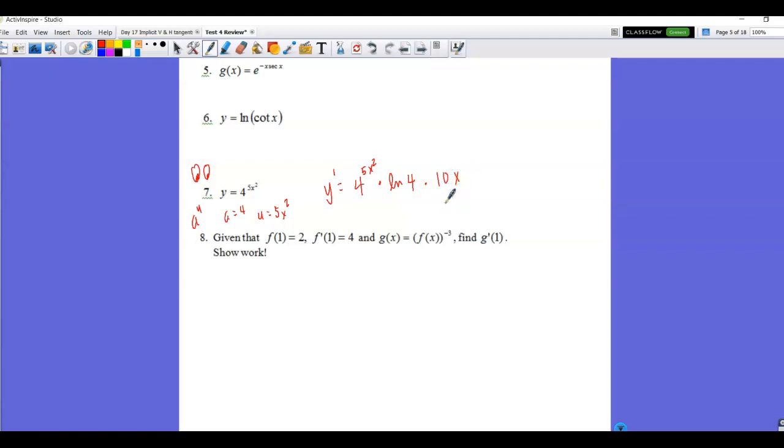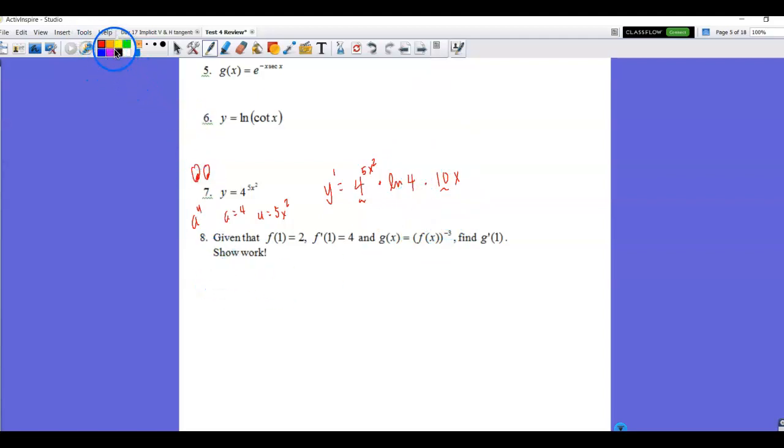And you cannot multiply the 4 right here times the 10 right here. Nothing is going to multiply together. That is your final answer. The order of these 3 factors doesn't really matter, but that's your answer.